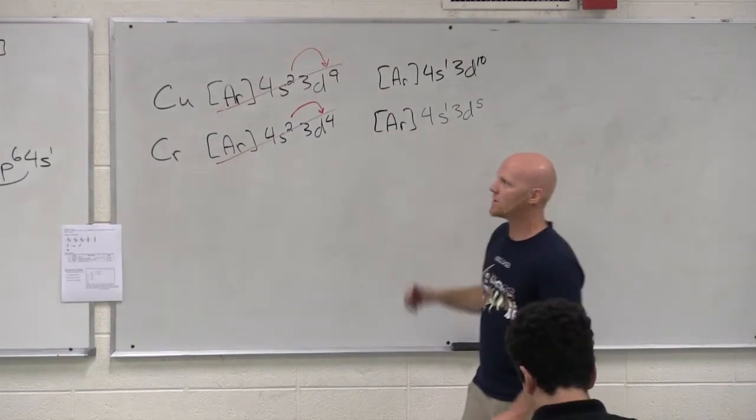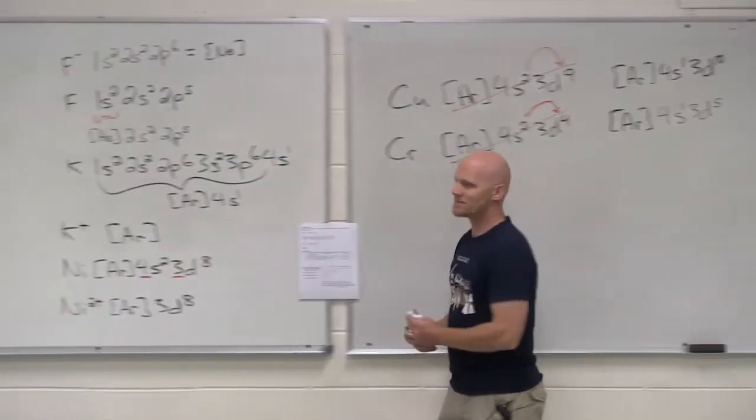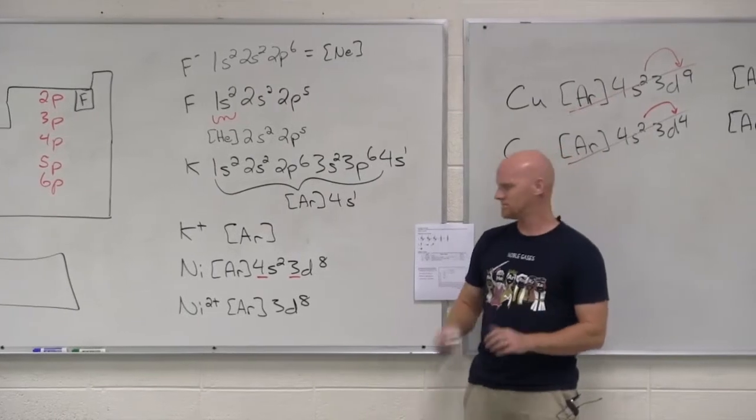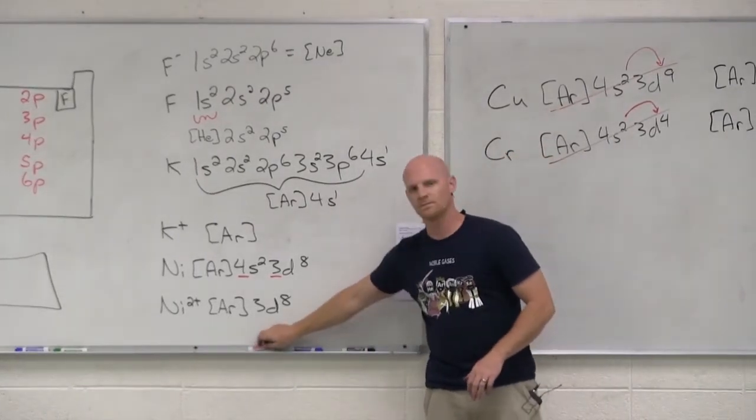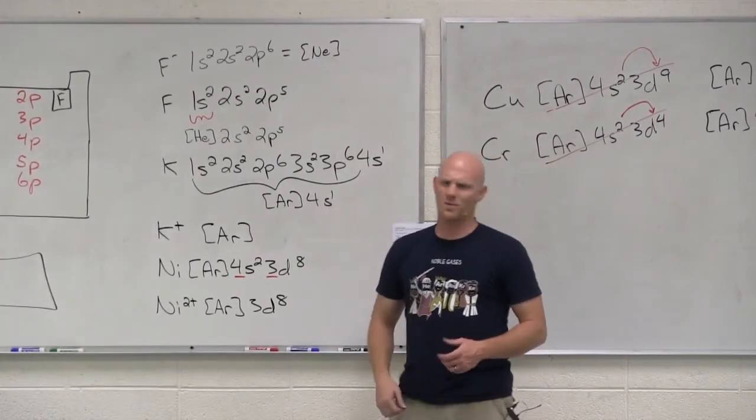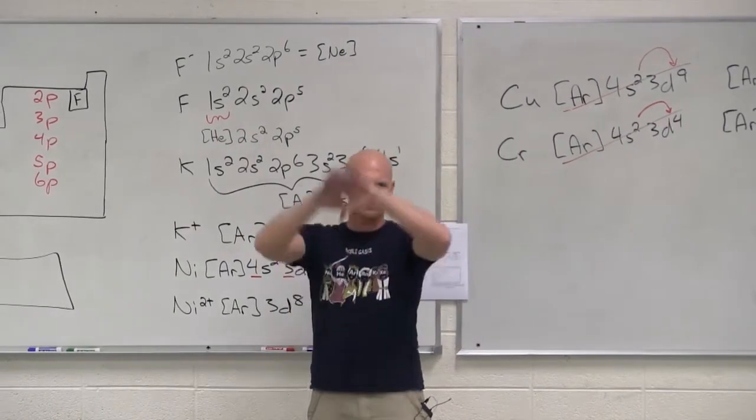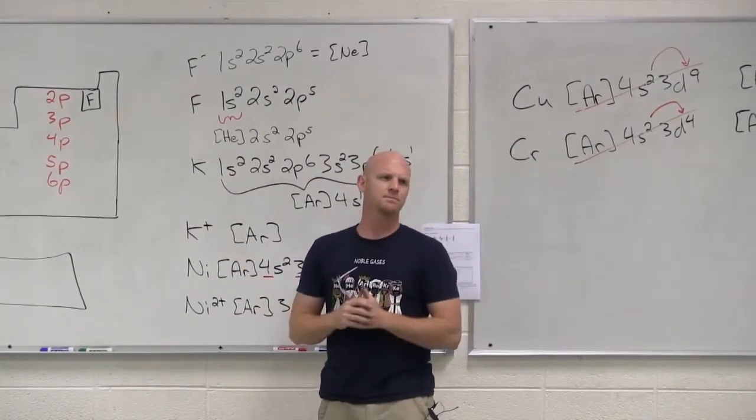Now, a couple last questions. Valence electrons, what's the definition? Valence electrons are the electrons in the outermost shell of the electron configuration. Good. Now, we have core electrons, we have the valence electrons, the outermost shell. Why do they get a special name?